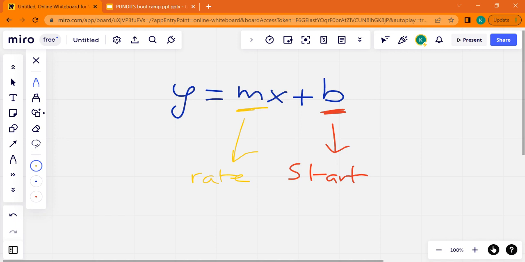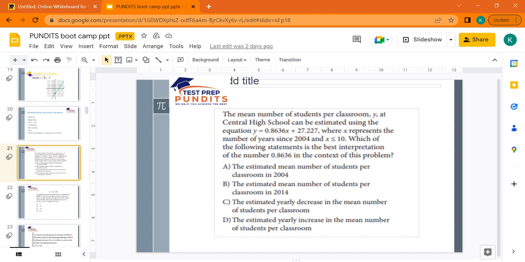Now, using these two, we can easily solve any question involving a real life situation. Let's look here. y is equal to 0.8636x plus 27.227. 27.227 is the y-intercept. That means that is the starting value. That means the initial mean number of students per classroom was 27.227. And 0.8636 is the rate of change, the yearly increase, since it's positive. If it was negative, it would be a decrease. The yearly increase in the mean number of students.